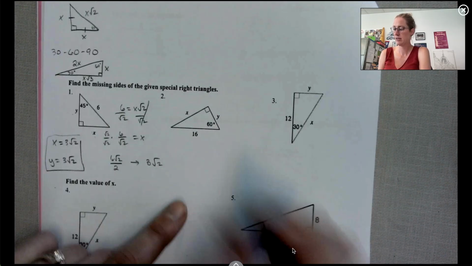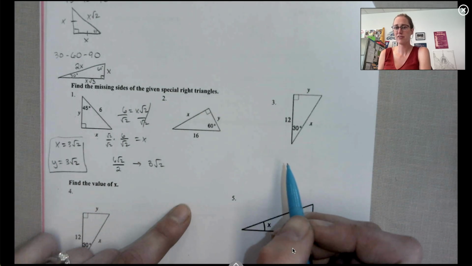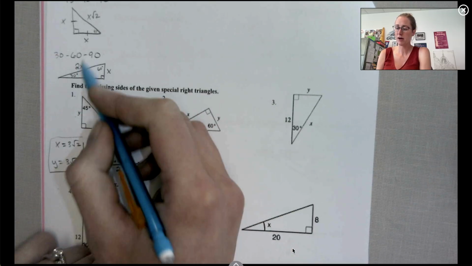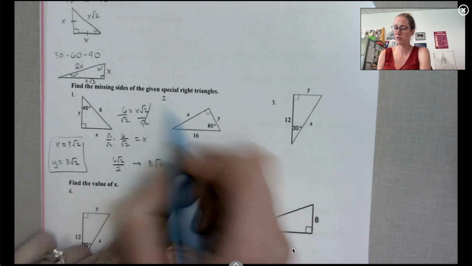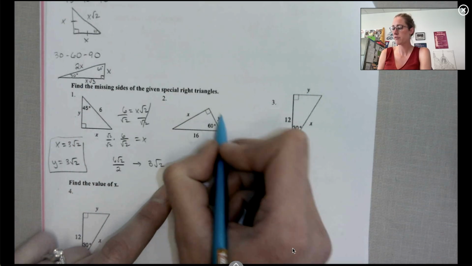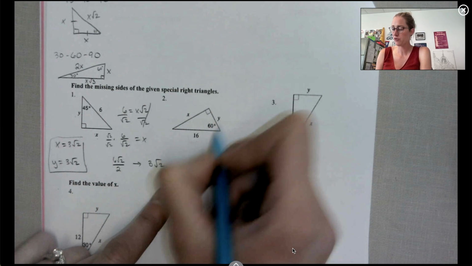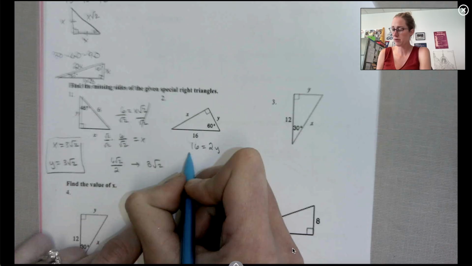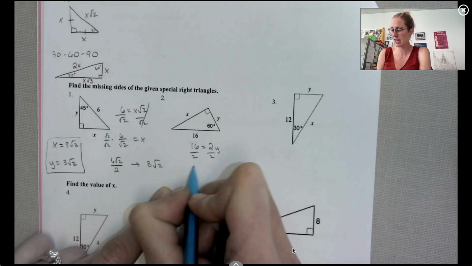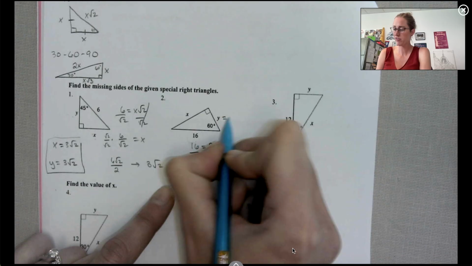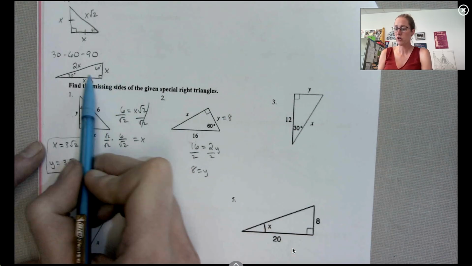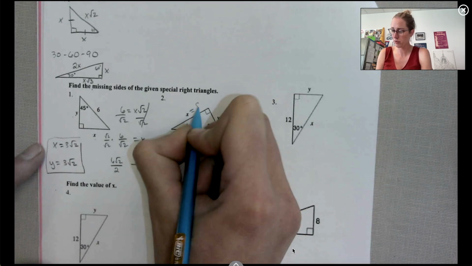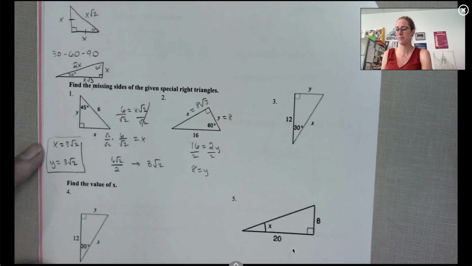All right. This one is a 30, 60, 90. The side they are giving me is the hypotenuse, 16. So 16 is equal to 2 of the short leg. Now my short leg is y, so I'm going to set 16 equal to 2y. To solve for y, we're going to divide both sides by 2. So we get 8 is equal to y. So if this is 8, to get the long leg, we take the short leg and multiply by root 3. So x is equal to 8 times the square root of 3.